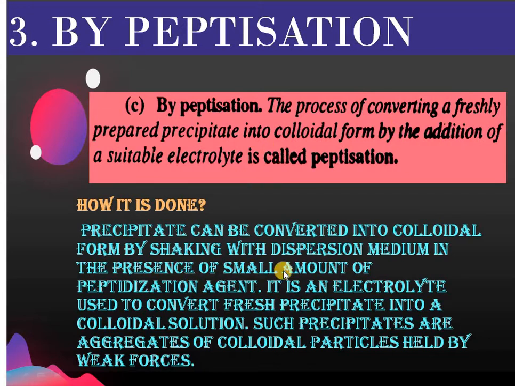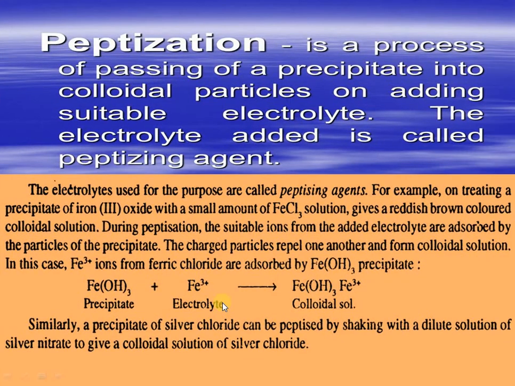So the precipitates can be converted into colloidal form by shaking with dispersion medium in the presence of a small amount of peptizing agent. It is an electrolyte used to convert fresh precipitate into a colloidal solution. Such precipitates are aggregates of colloidal particles held by weak forces. So we can say peptization is another method used to form colloidal particles. It is a process in which a precipitate passes into colloidal solution on adding a suitable electrolyte, and that electrolyte is known as a peptizing agent.